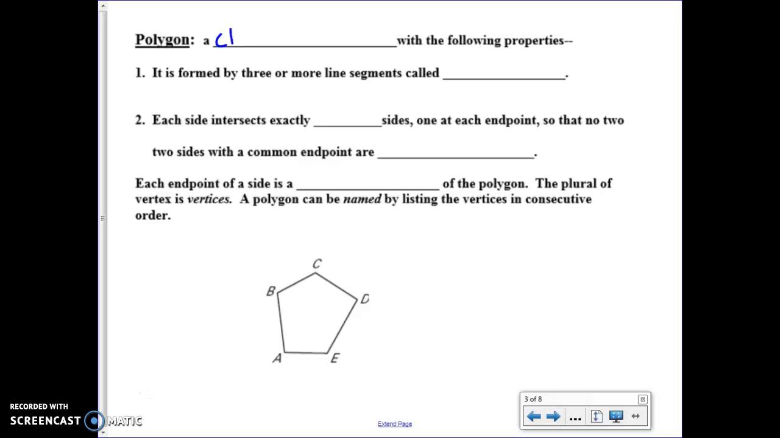So closed, plane, remember that term from 1.1? Figure, with the following properties. It is formed by three or more line segments that are called sides.